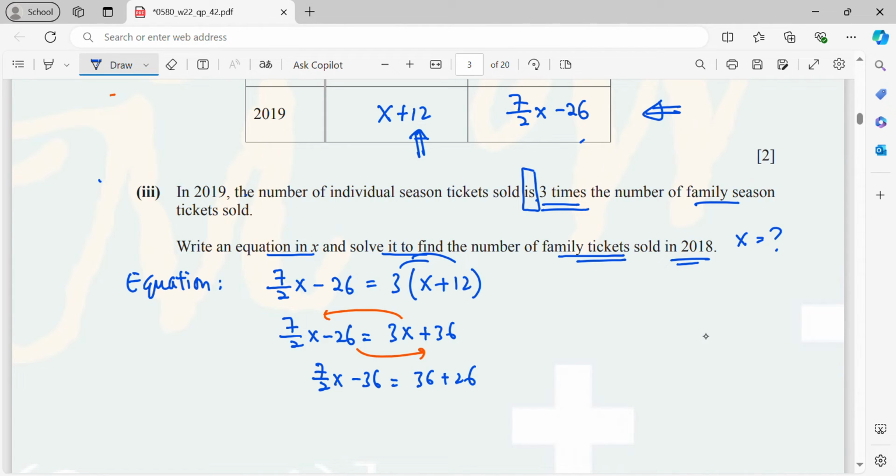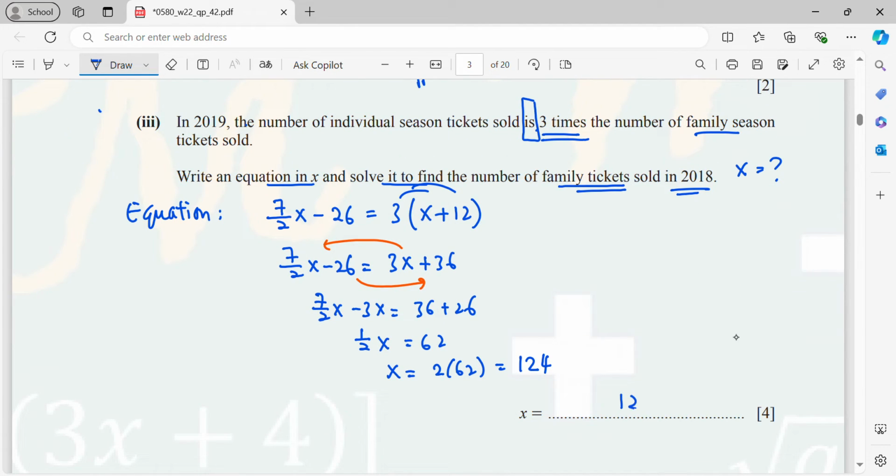So for the left hand side, this is 3x. So for left hand side, you will be getting 0.5x. Then right side will be 62. Okay, so or you can write half x instead of 0.5x. Then from here, your x is 2 times 62. That is going to be 124. So done for this question. 124 is the value of x.